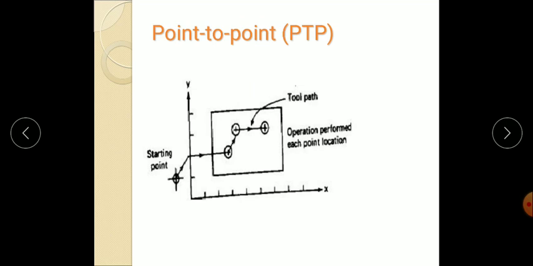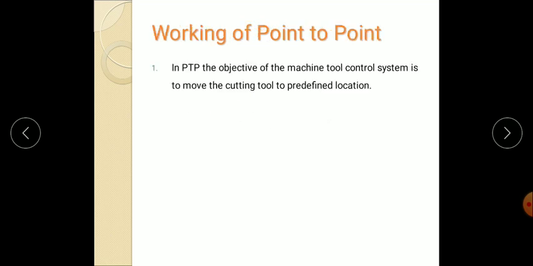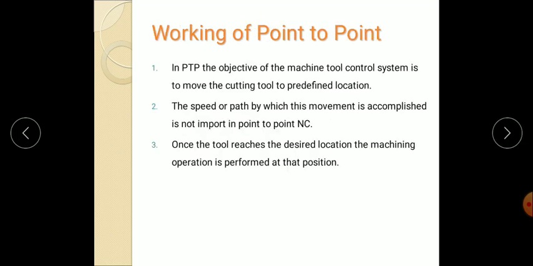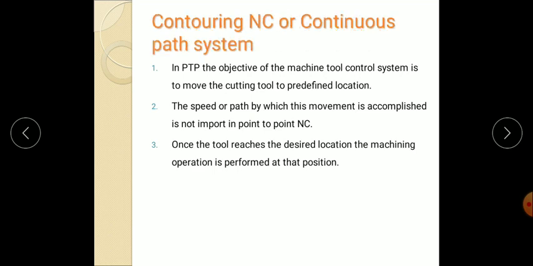Then the drilling of the hole is performed at a location and so forth. Since no cutting is performed in between the holes, there is no need of controlling the relative motion of the tools. So this is a figure which illustrates the point to point system. Next, this is the working of point to point what we have discussed now.